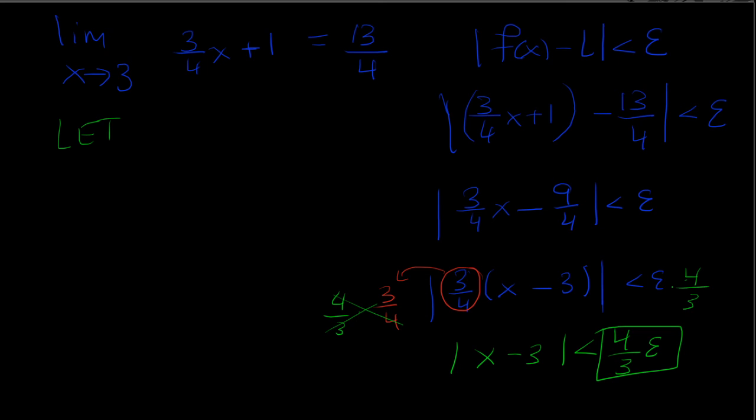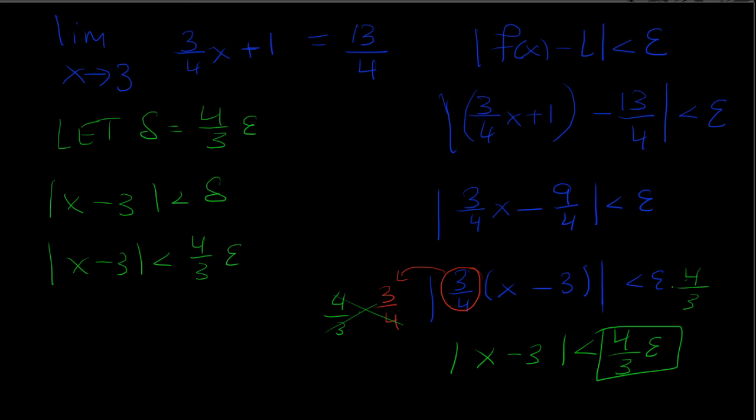So if we let delta equal 4/3 times epsilon, we want to start with |x - 3| being less than delta. So delta here we said is 4 over 3 times epsilon. I'm going to multiply both sides by 3 over 4 to get epsilon by itself. So the 4 and the 3 will cancel. And now the next step will be to distribute the 3/4 inside the absolute value. So it'll be 3/4 x minus 9 over 4 less than epsilon.